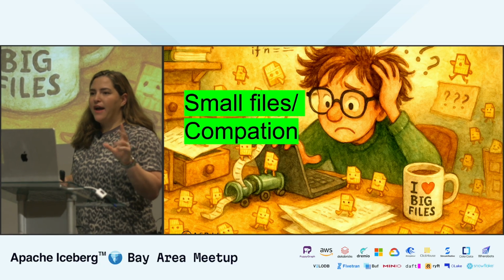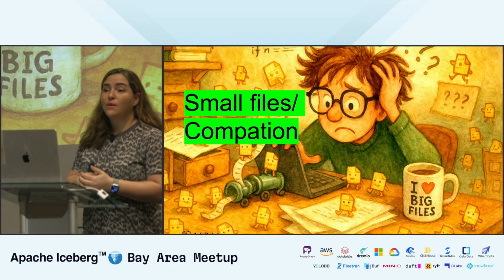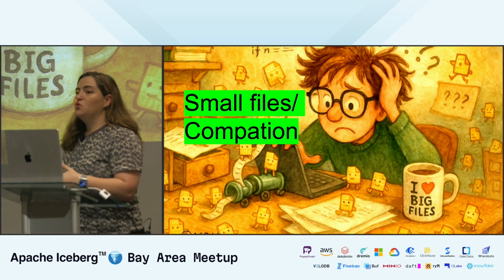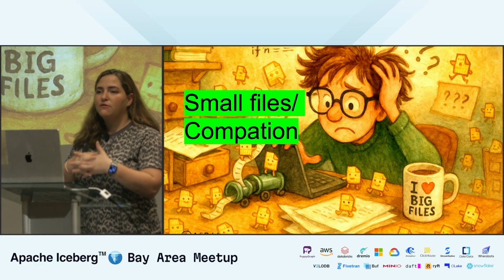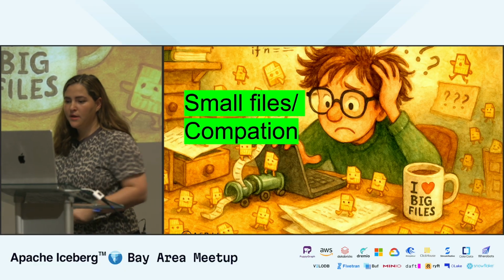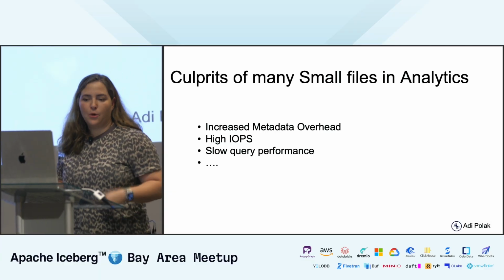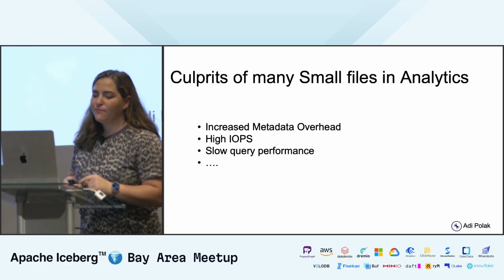Let's talk about small files and compaction. Like a lot of people mentioned, they talked here about streaming in Iceberg. Once we have streaming and ingesting a lot of data, it means we're creating a lot of small files, which is a big no-no for the analytics world. What happens there, it creates metadata overhead, high IOPS, slow query performance.